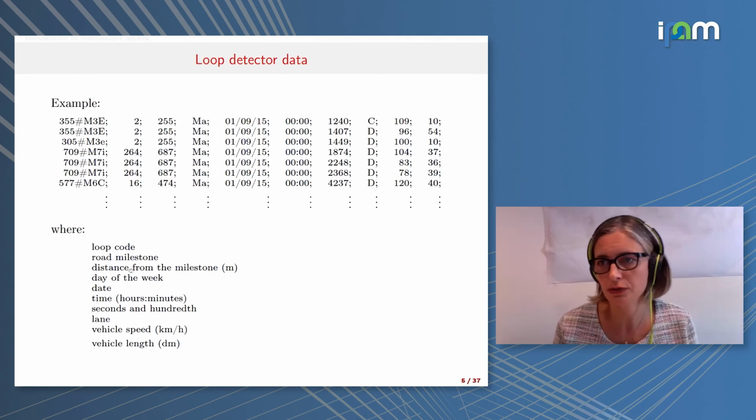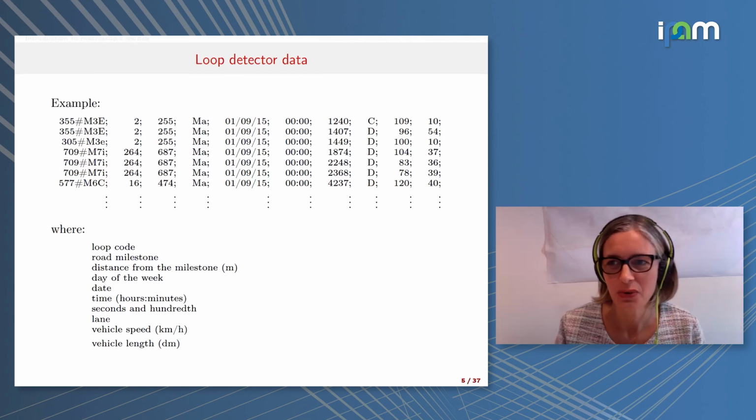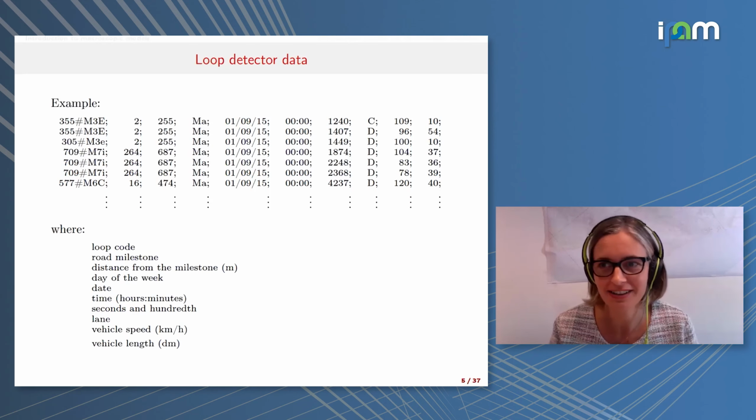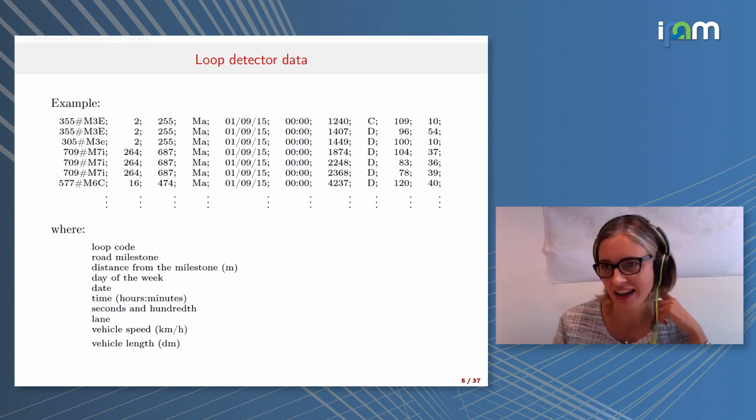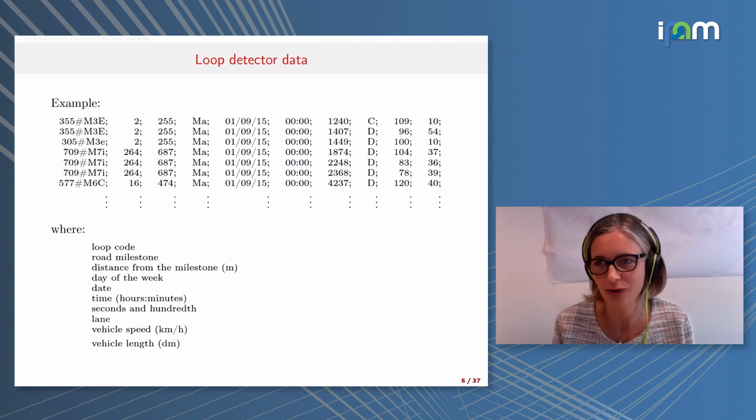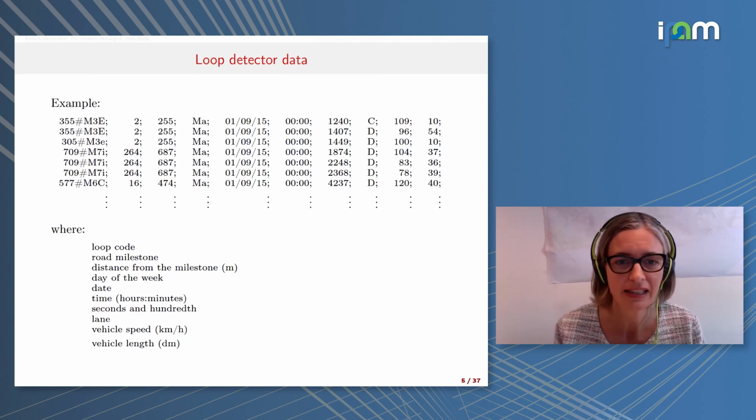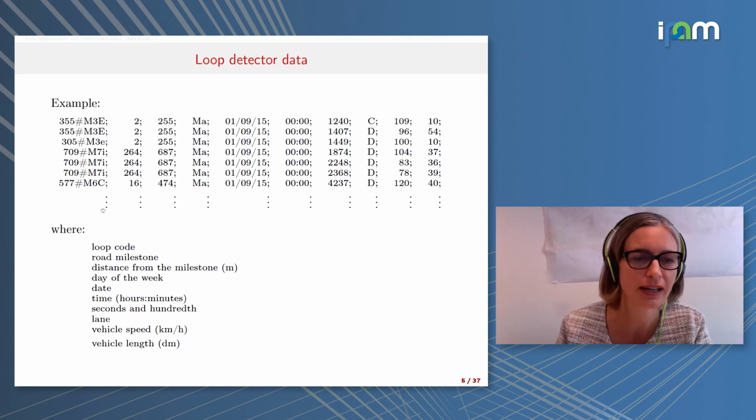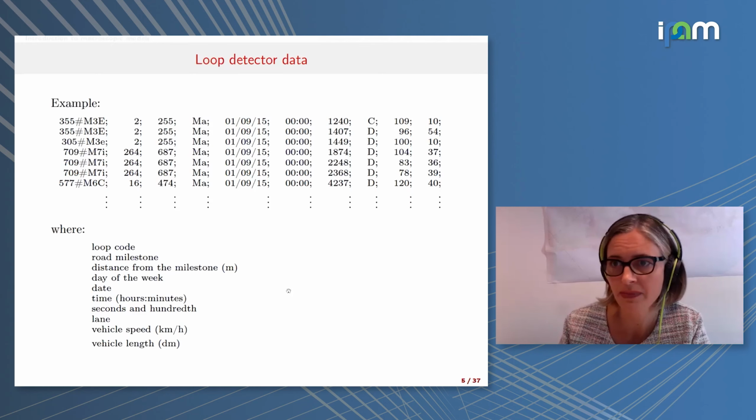So just to give you an idea of how this data looks like, because when I started working with this, I had no idea of how the data were looking and how to deal with this data. So here I show you an extraction of a file containing loop detector data. So this is the raw file that you seldom have access to.